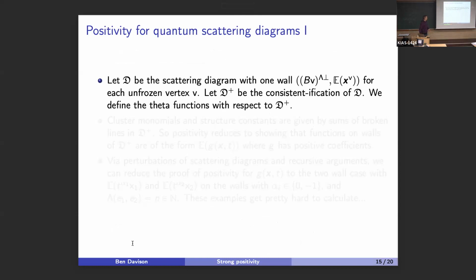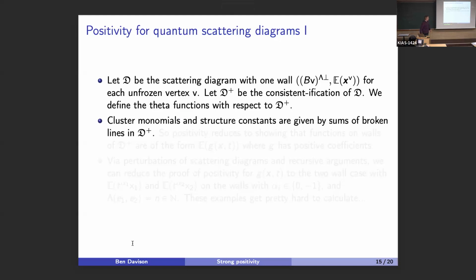So let D be a scattering diagram with one wall for every unfrozen vertex. Before I was drawing examples where there were just 2 unfrozen vertices, but there might be more. Then by whichever version of the theorem regarding consistent scattering diagrams you choose to use, you can make this thing consistent. And what's more, once you've built this thing up into a consistent scattering diagram, you can define the theta functions, as on the previous slide.